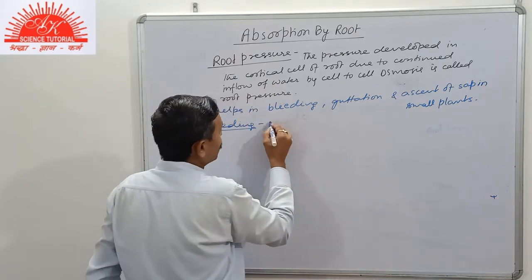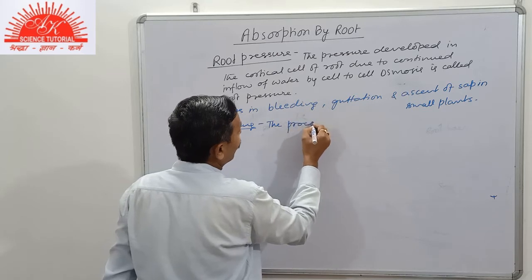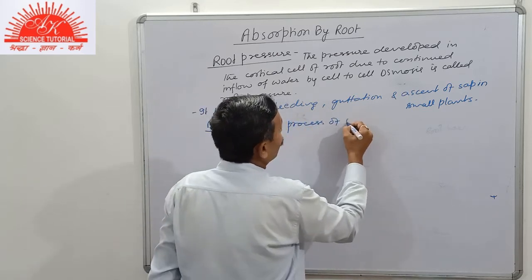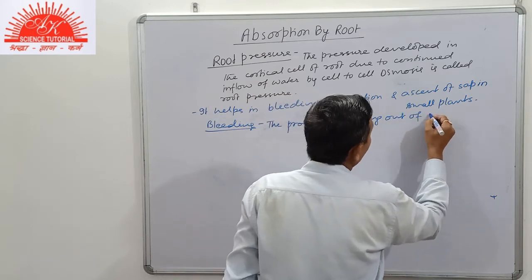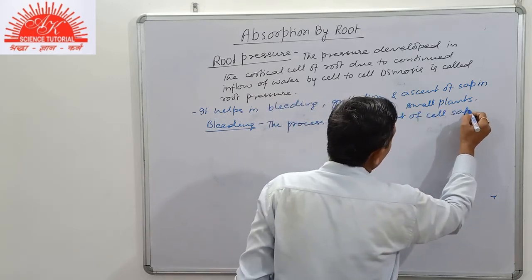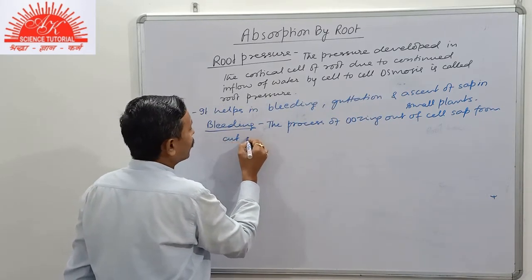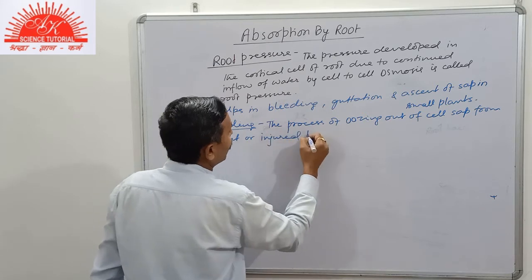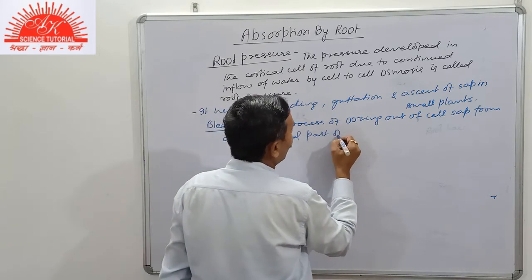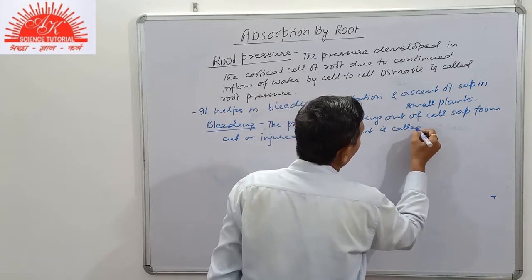So this is the process of oozing out of cell sap from a cut or injured part of a plant, which is called bleeding.